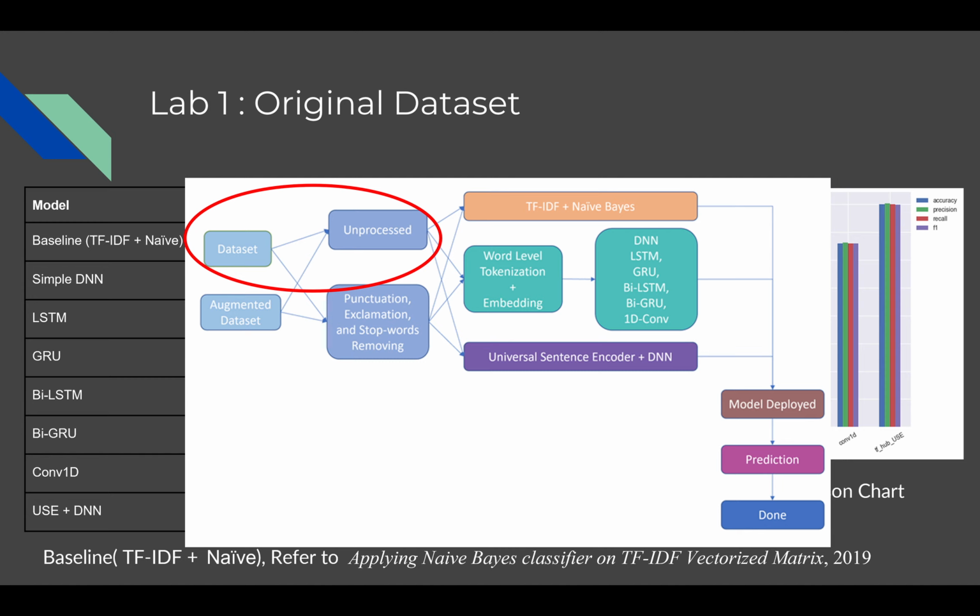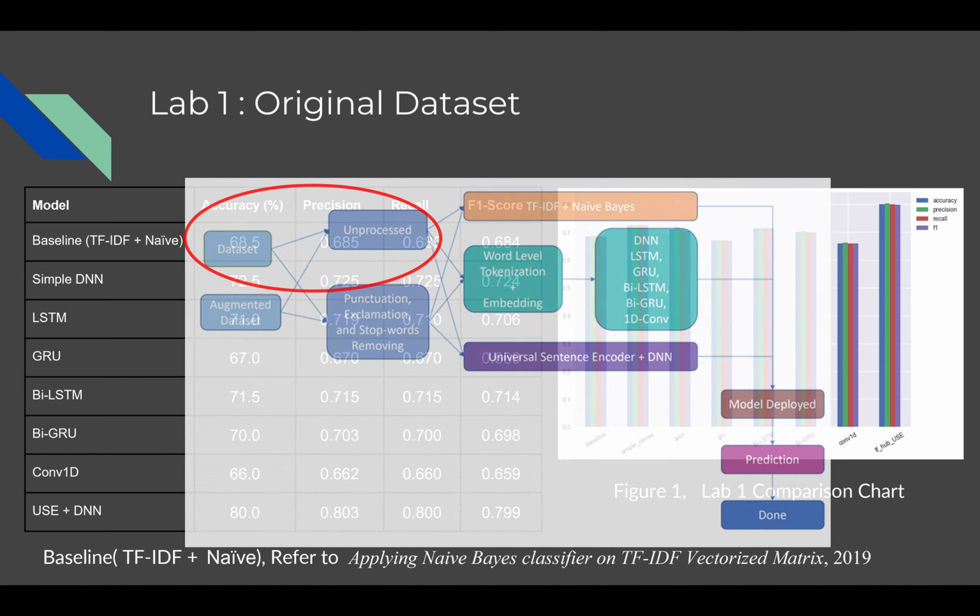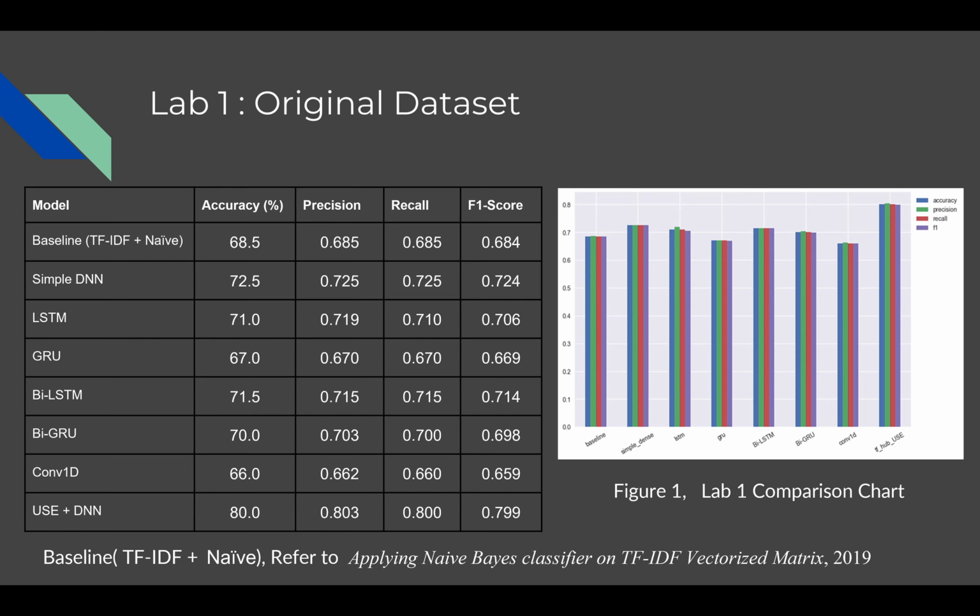Let's talk about Lab 1, which deals with the original dataset. The table of Lab 1 compares the performance of different models on 4 indicators. The USE plus DNN model performs the best with an accuracy of 80% and an F1 score of 0.799, utilizing the pre-trained USE embedding. In contrast, the 1D ConvNet model performs the worst with an accuracy of 66% and an F1 score of 0.659, likely due to 1D convolutional layers not being ideal for text and not having enough parameters to learn patterns effectively.